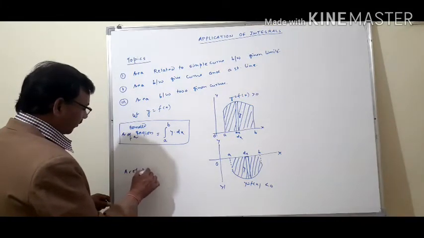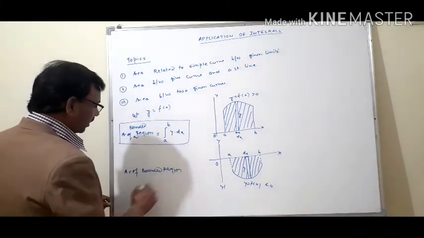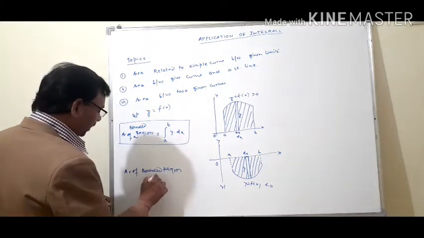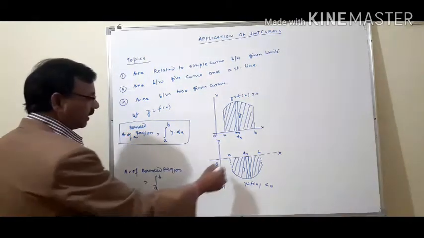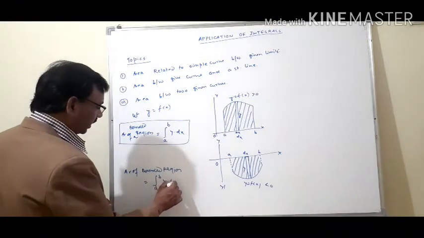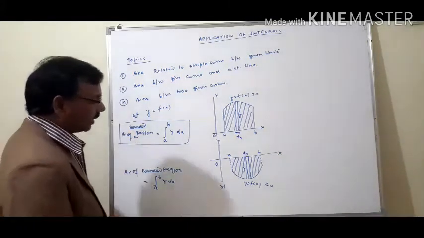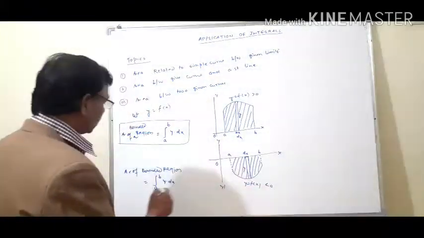Now the area of the bounded region is equal to the integration from a to b of the area of one strip, that means y into dx. But as you know, since f of x is less than 0, this will have a negative sign.